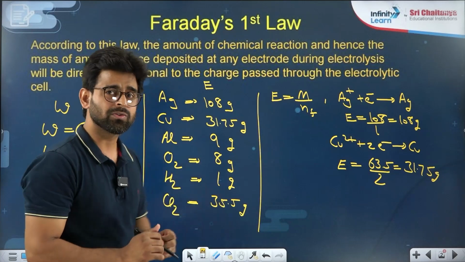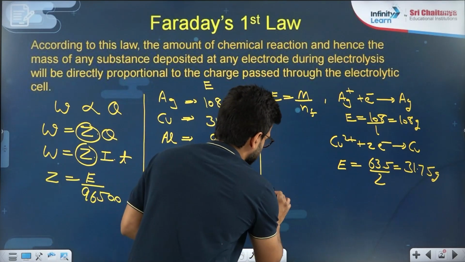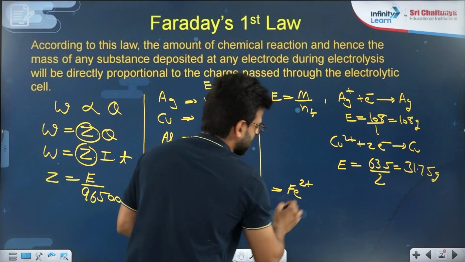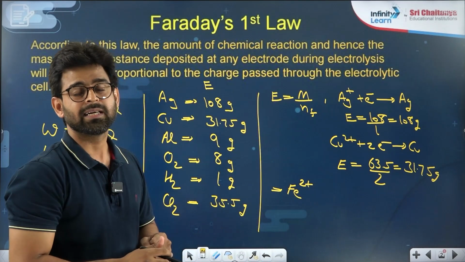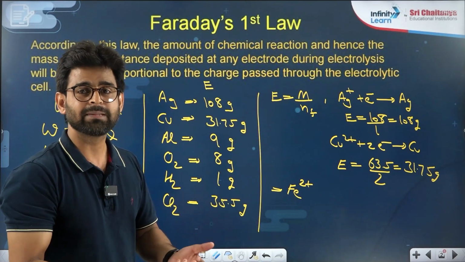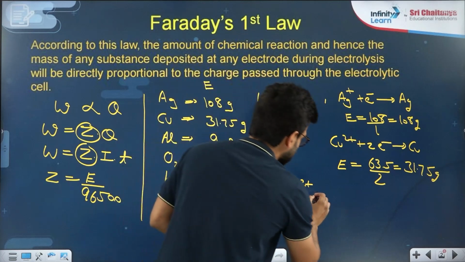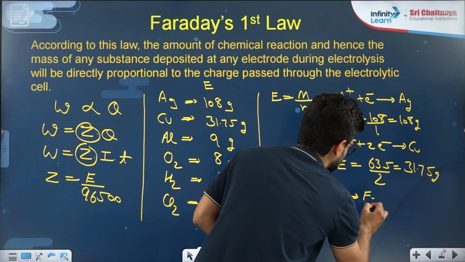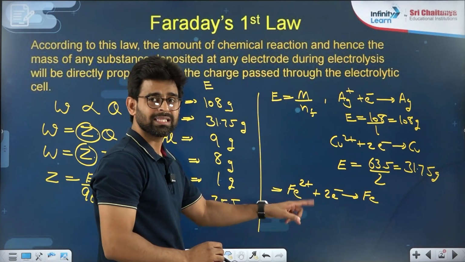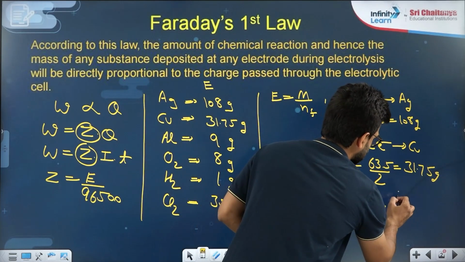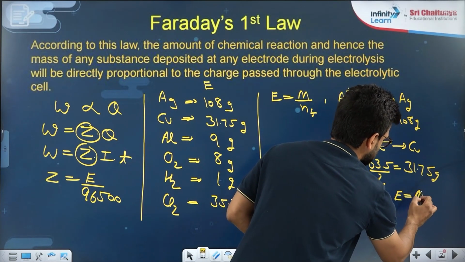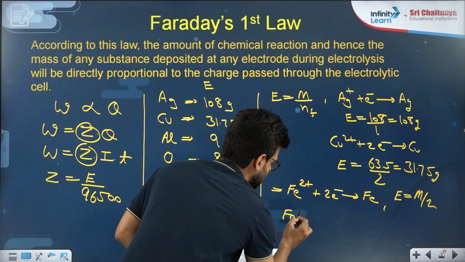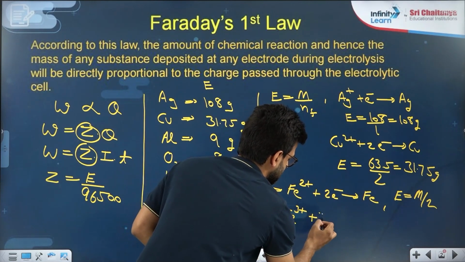Now, just to distinguish, sometimes iron will come. If I ask you, imagine ferrous ion becomes iron and gets deposited at the cathode, what will you say? Ferrous ion will take electrons and become iron here. So in this case I will take the equivalent weight as the mass of iron divided by 2. But if there is ferric ion, it's Fe plus 3.